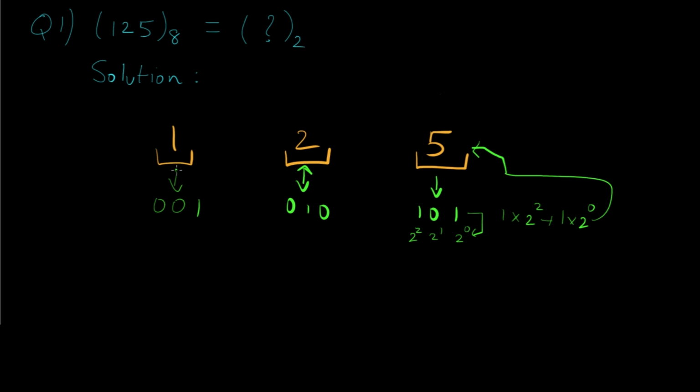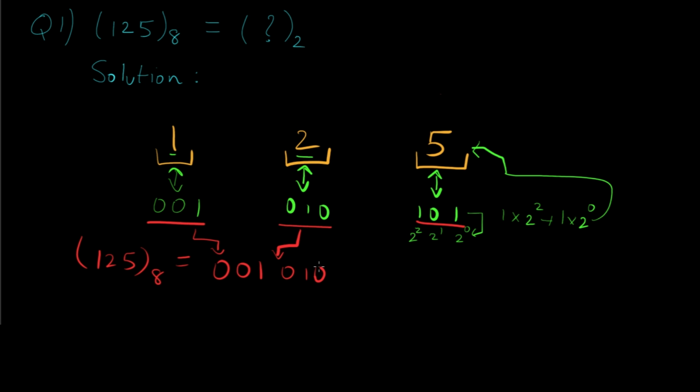Similarly, these two are equivalent. So if you calculate by applying positional weights, you're going to get back these numbers only. So now that you've calculated the binary equivalent of each single digit, we just need to club them together to get the final answer. So that's it. When we club these together, we get the final answer. That is 125 octal is equal to this part, that is 001, this part 010 and this part 101 in binary.